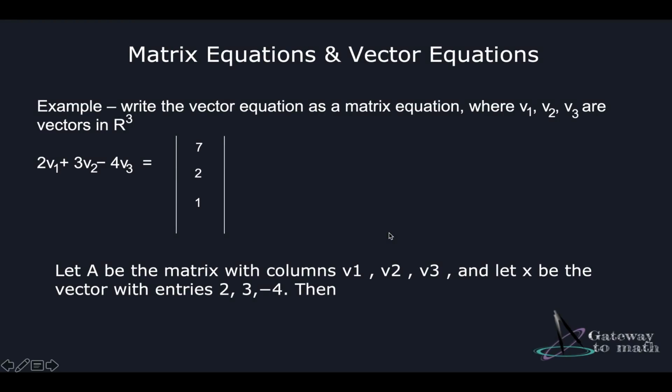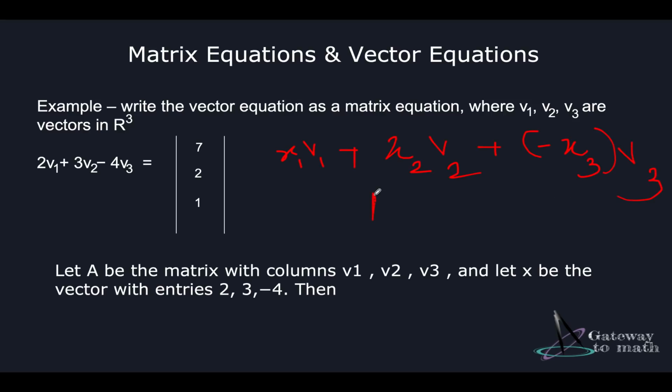Matrix equation, vector equation, it continues. We have a quick example here. Write the vector equation as a matrix equation where v1, v2, v3 are vectors in R^3. If you see closely, this is actually x1 v1 plus x2 v2. In the previous slide we discussed this to be an equation, right? Plus minus x3 v3, correct? So this is what we have as an equation.